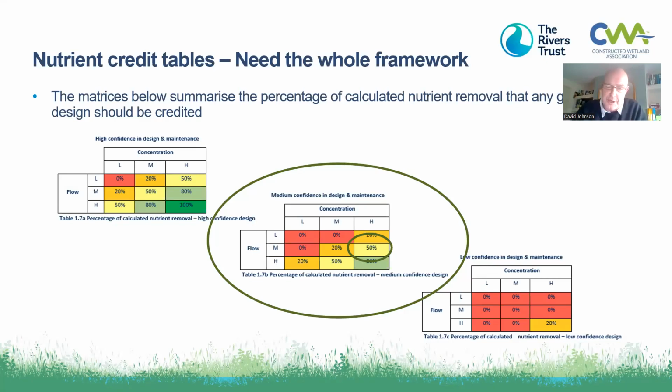And you can see at the top end of the table that we've got 100% in that green cell, where that's a really well-designed wetland, with well-characterized inflows and concentration. So you can have 100% of the credits that you've calculated there. And then on the bottom table, you can see that there's very little confidence in the design, and so really you're going to have to prove your nutrient removal through monitoring.